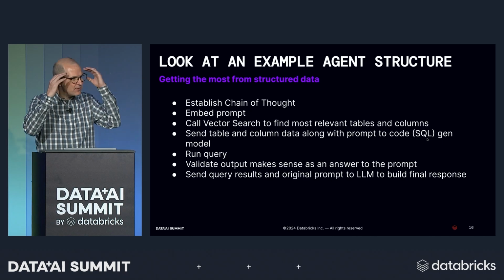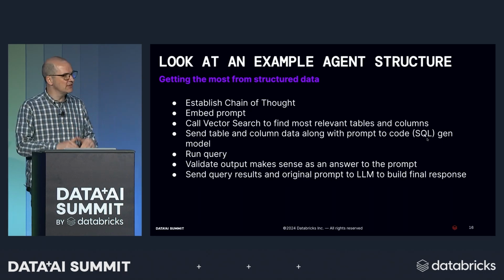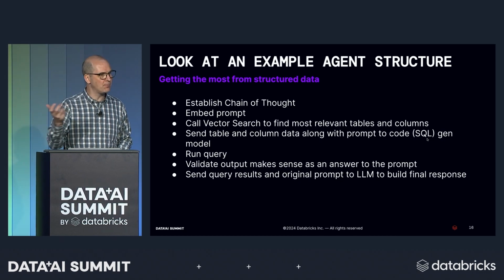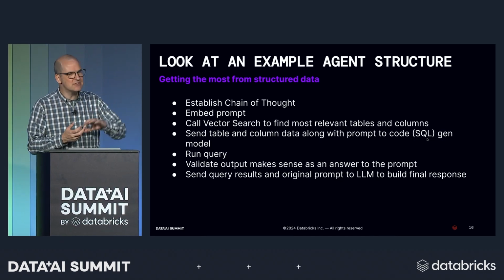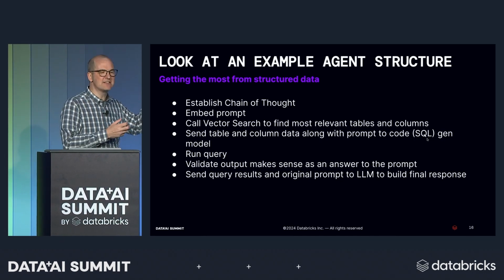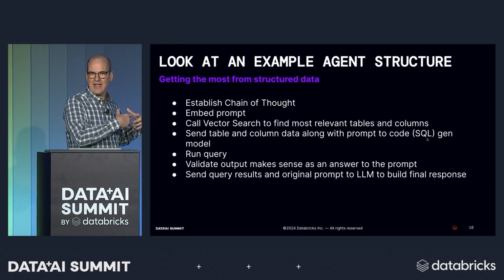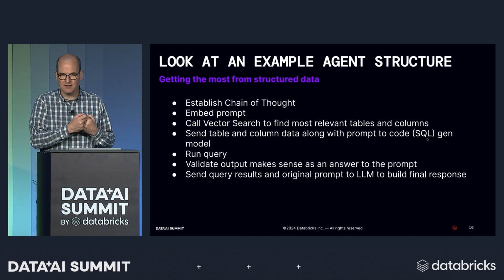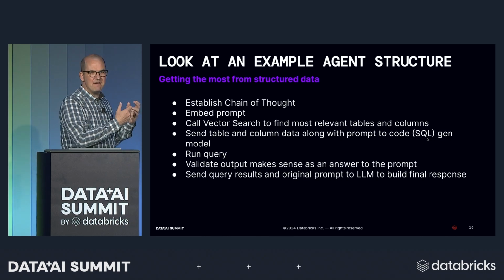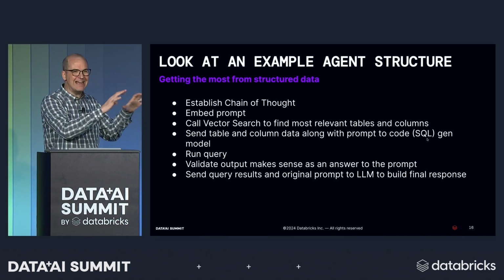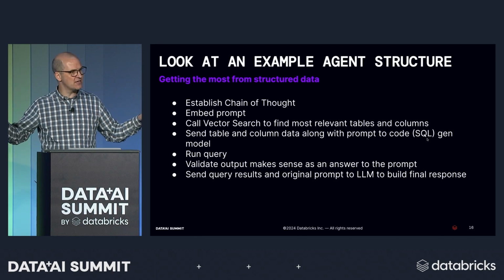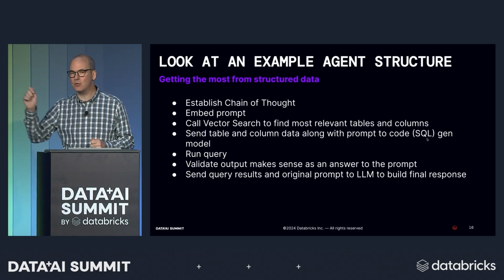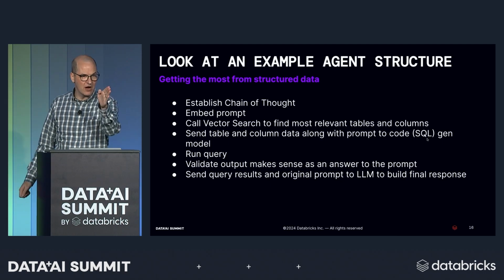And so you can think about this idea of, what do I need to actually do? I need to establish a chain of thought, right? I need to create an embedding of my prompt so that I can use that to go hit my vector database to find not the answer to the question, but to find the tables and columns that will be most relevant, right? So I'm actually doing a vector DB or a RAG lookup on the metadata of my structured data. And by doing it on that metadata, I now know this is the table I should hit, these are the columns I should hit.